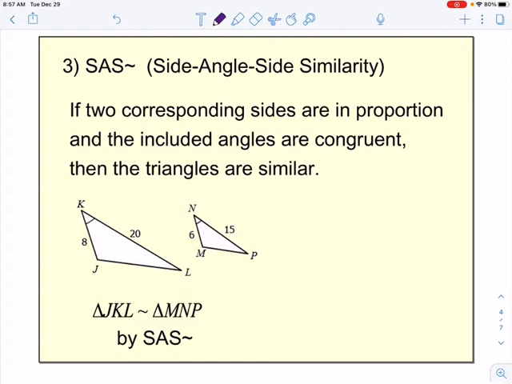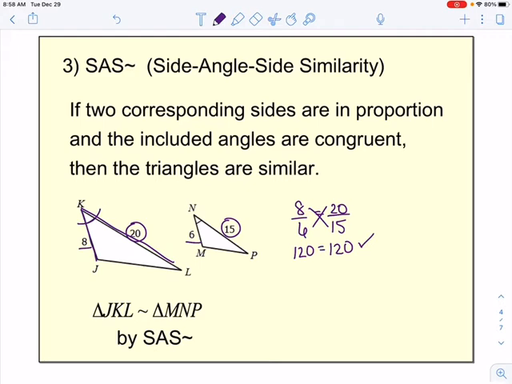Okay, so let's set up our proportion for the sides first. So I'm going to go 8, side that corresponds to is 6. So 8/6 is going to equal 20/15. Okay, and when I cross multiply here, 6 times 20 will give me 120, and 15 times 8 is also 120. So I have corresponding sides that are in proportion. And now again, if I trace those sides, notice it forms that angle. Okay, again, that's what it means to be the included angle. So again, those 2 triangles are going to be similar by side, angle, side similarity.